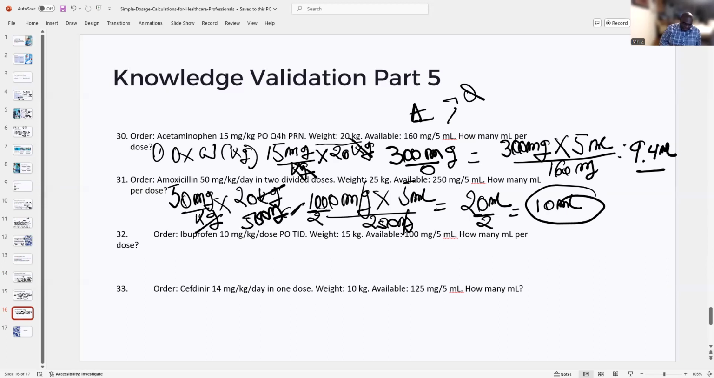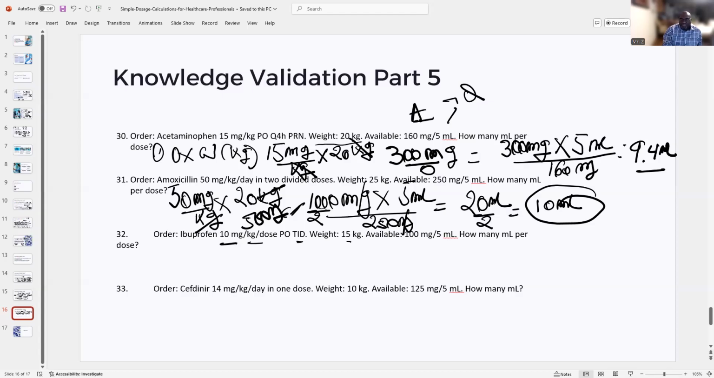So when you do 500 times 5 divided by 250, you will get 10 milliliters. If they did not say in 2 divided doses, the answer would be 20. But because they say in 2 divided doses, that's why you divide by that one. Let's look here. You got 10 milligram per kilogram PO. We're not going to use this right here because we're solving a single dose.